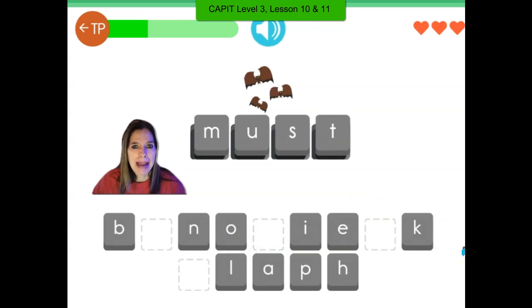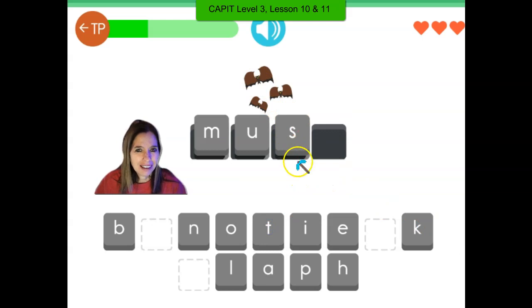Bats. What do you notice? What do you wonder, my friend? Bats. I see a picture of these mammals.